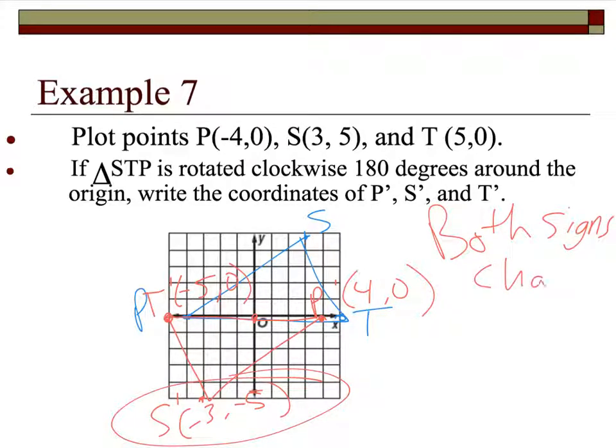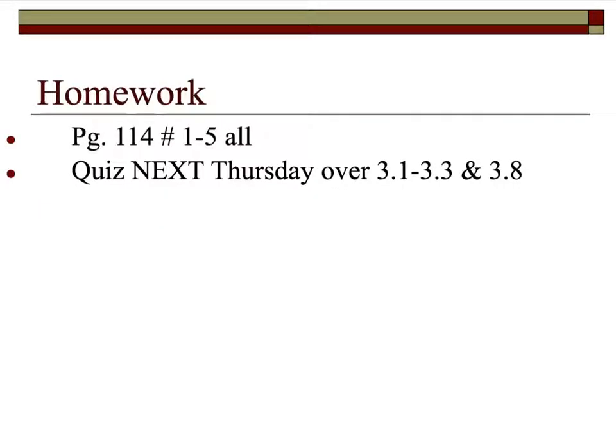So to quickly recap, if you're reflecting over the x-axis, the y sign changes. If you're reflecting over the y-axis, the x sign changes. And if you're doing a 180-degree rotation, which is the same as a double reflection, both signs change. There are our rules. And there's our homework, 1 through 5 all. You may want some graph paper, but you can also do it with those 3 rules.